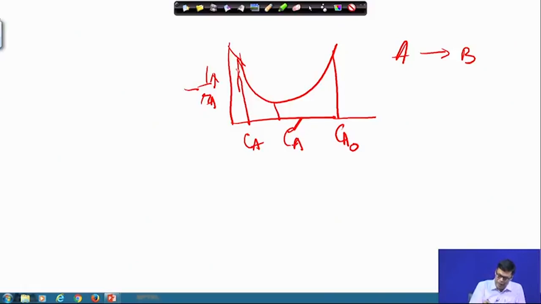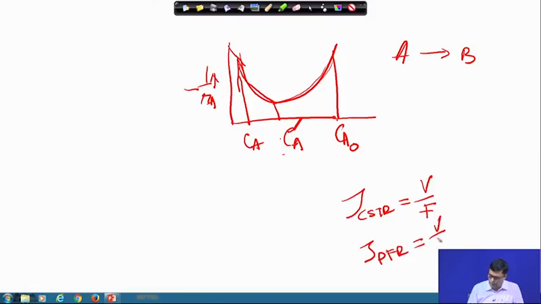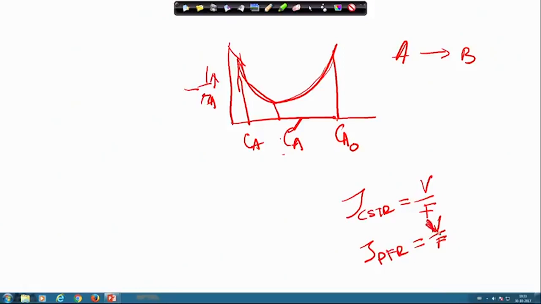Now, you have two patterns, which I discussed before also. If you have these patterns in this particular reaction, then the same type of reactor may not be suitable for the system, because one reactor may be suitable for conversion of C A 0 to C A dash, and another type of reactor may be suitable for conversion of C A dash to C A. So, if you consider C A 0 to C A, what is our target? Tau CSTR is equal to V by F, am I right? And tau plug flow reactor also equals V by F. So, we shall have to find out under what circumstances this is minimum. That is our selection criterion.